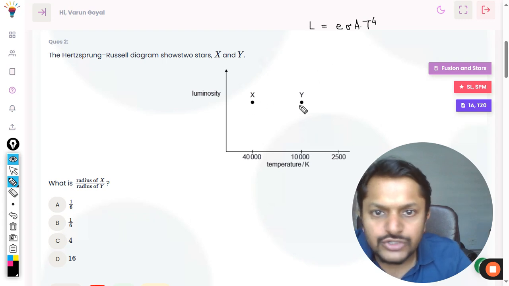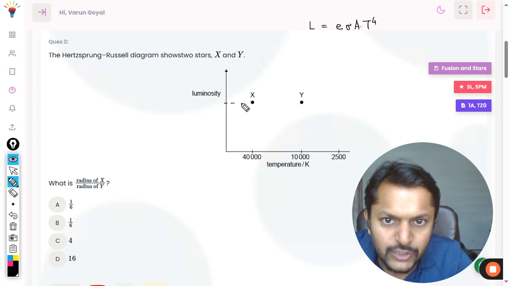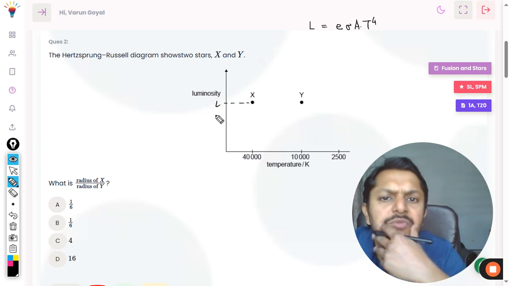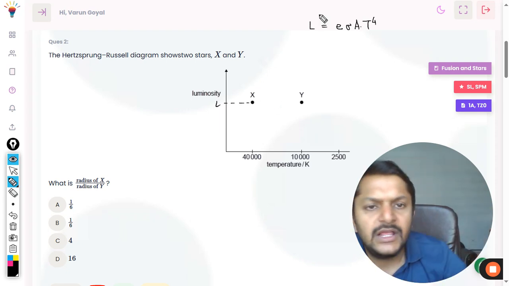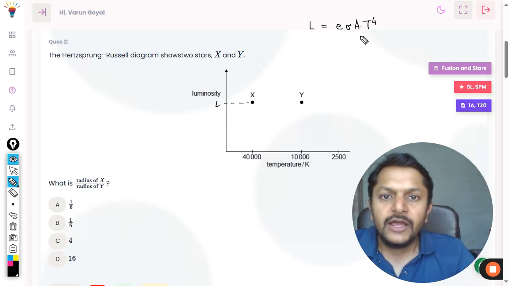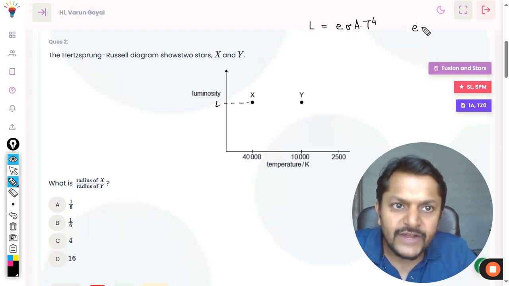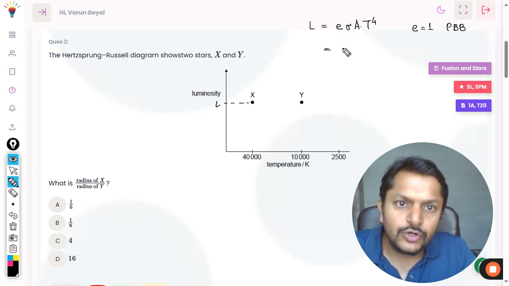Now, these are two stars placed on the HR diagram. We are going to read these things, and the luminosity value is not given to us. I'm just going to take it as L because it is going to be the same in both of the cases. That will cancel each other out later. This is the general formula given by the Stefan-Boltzmann law. We are talking about astronomical bodies and stars, so the emissivity of a perfect black body is taken as 1, and E will be substituted as 1. So the formula becomes sigma A T raised to power 4.